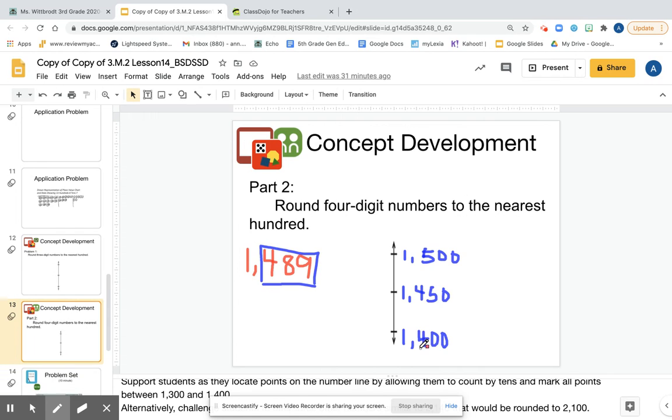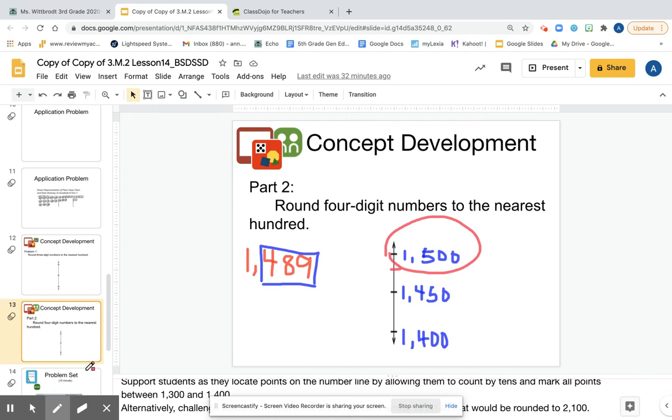Okay, so it should look like 1,400 on the bottom, 1,500 on the top, 1,450 in the middle. 1,489, that's going to be a lot closer up here. That's going to be a lot closer to 1,500 because I can see that this 89 is well above the 50.